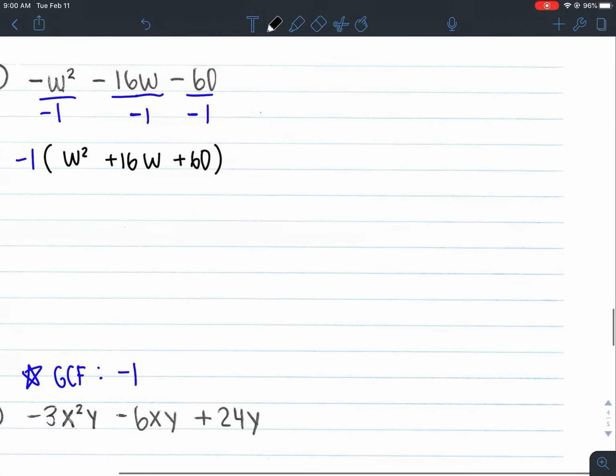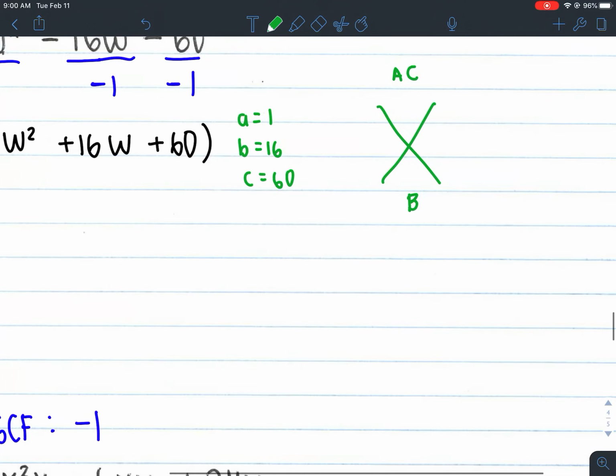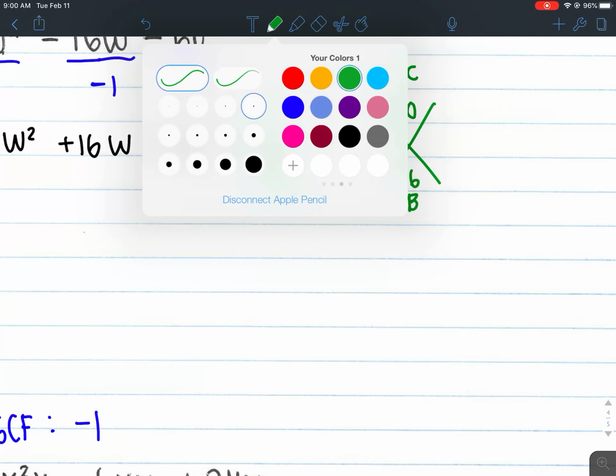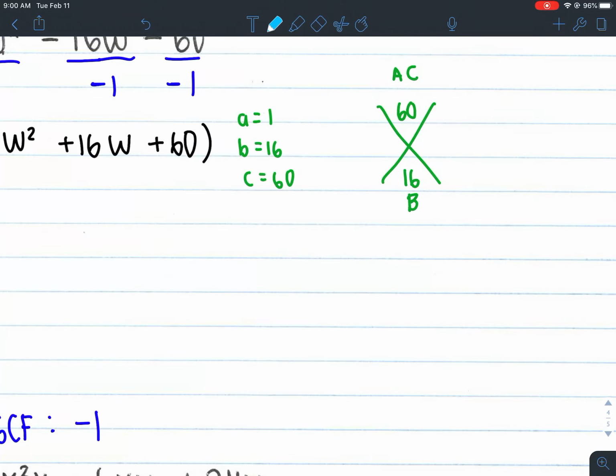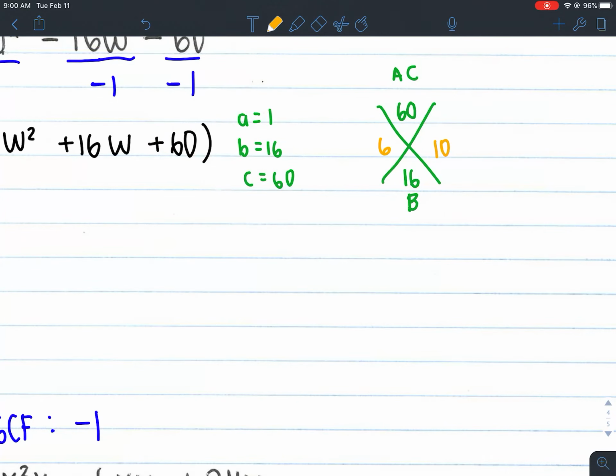Okay, so let's go ahead and do the AC method here. And I can do that because I have 3 terms left, right? Pretend like that 1 isn't there. A here is 1, B is 16, C is 60. AC on top, B on the bottom. A times C is 60, B is 16. I'm trying to find 2 numbers that add to 16 but multiply to 60. I came up with 6 and 10.